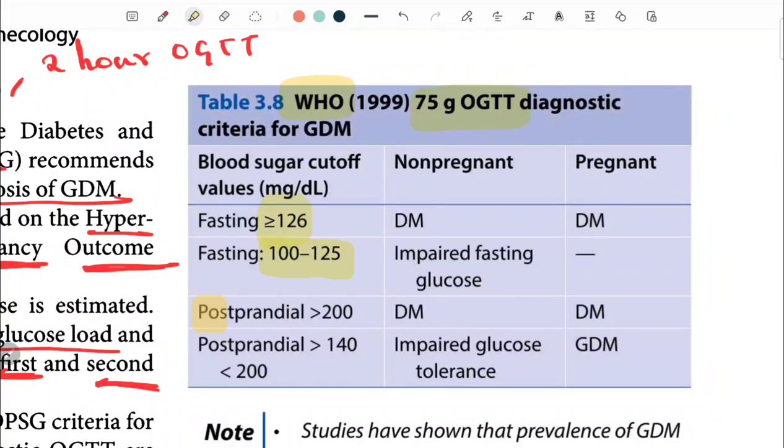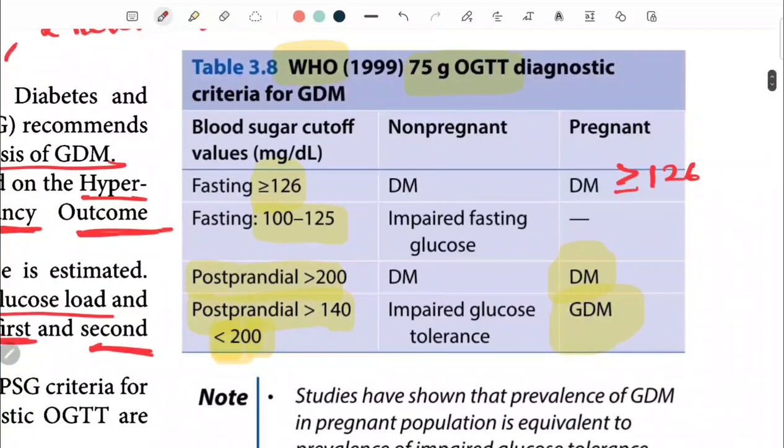Then postprandial blood glucose level more than 200 is DM in pregnancy, and postprandial more than 140 and less than 200 is GDM, gestational diabetes mellitus, in pregnancy. So very, very important, just remember these 3 values for pregnancy. If more than or equal to 126 mg per dl in a pregnant lady, then it is diabetes mellitus, fasting blood glucose level.